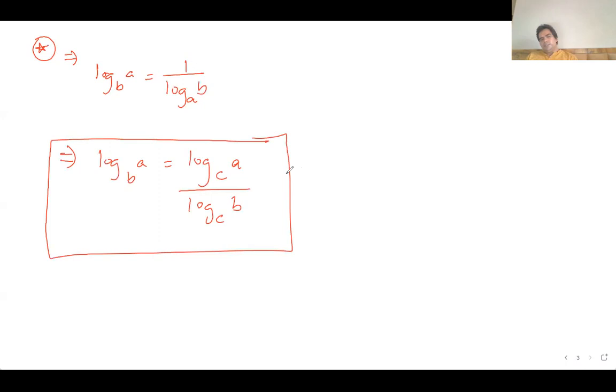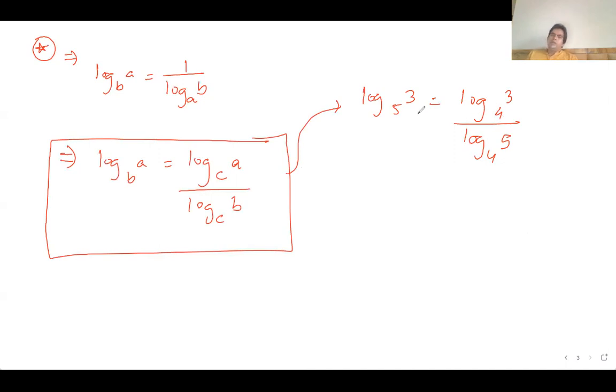Now, for example, if I have got log 3 to the base 5, it is the same as saying it is log 3 to the base 4 upon log 5 to the base 4. So I can put any base apart from 1, of course, and greater than 0.